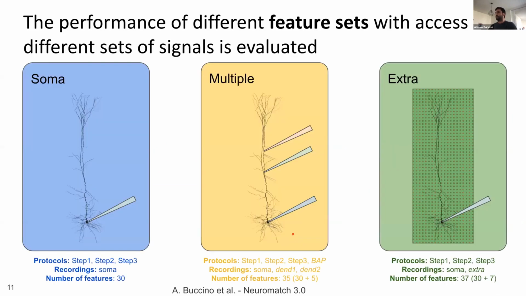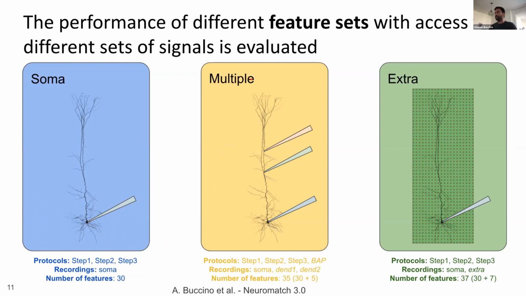And then we also want to compare 3 different feature sets with access to different sets of signals. So in the first feature set, basically this is the gold standard of building these models. We only have access to the somatic traces, and we have 3 protocols, 3 steps with different sizes, and a total of 30 features that we want to optimize.